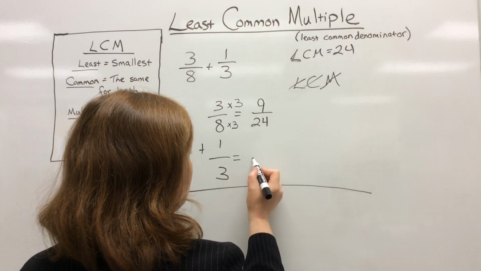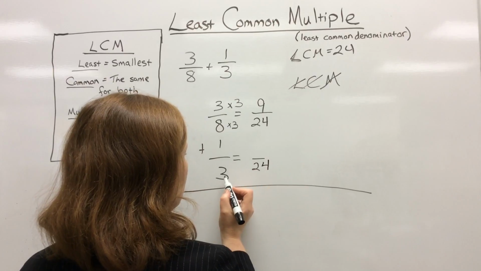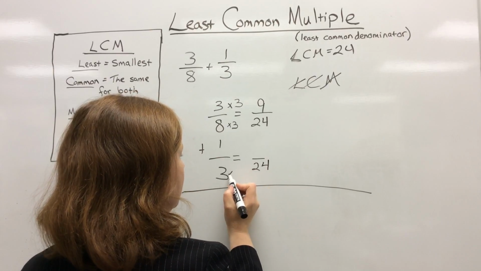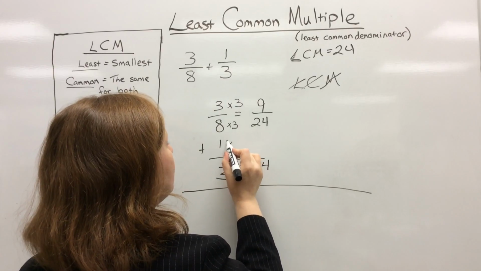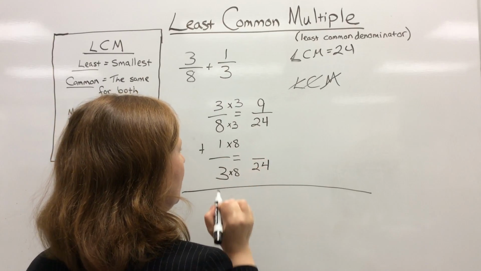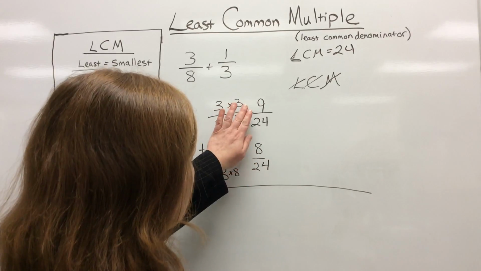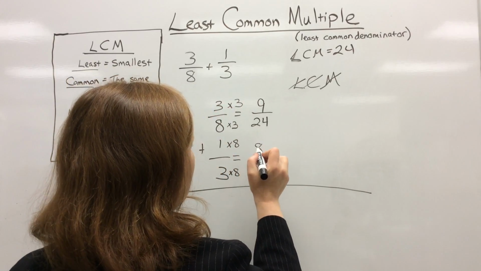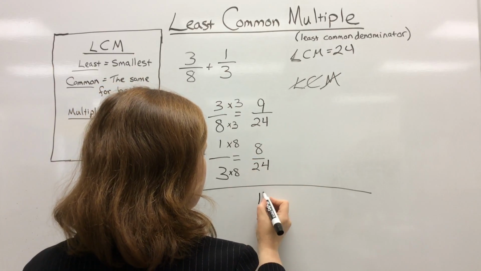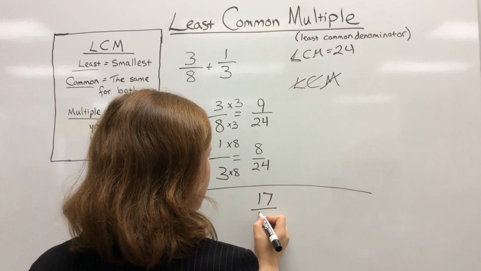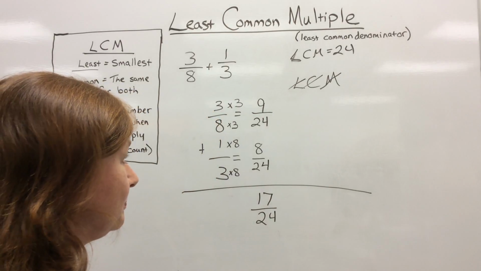So I need to use 24 again as my denominator, and to get 24 using 3, I need to multiply by 8. 3 times 8 is 24. I need to multiply my numerator also by 8, and 1 times 8 is 8. Now I can add because I have 9/24 and 8/24. 9 plus 8 is 17, and my denominator stays the same. So my answer is 17/24.